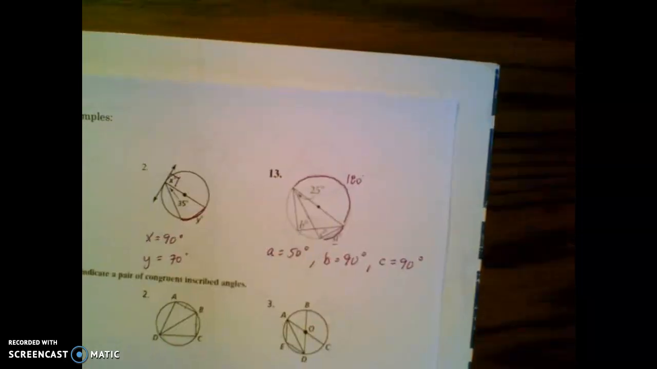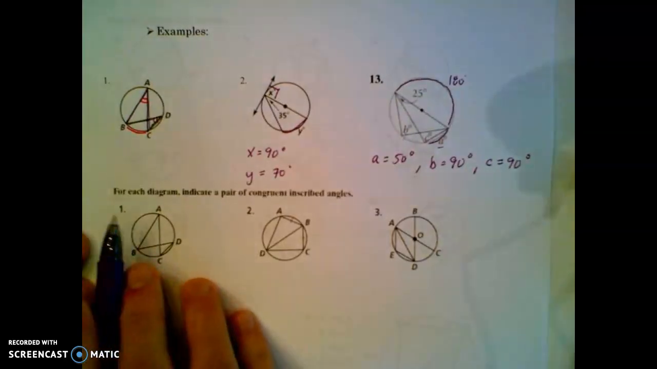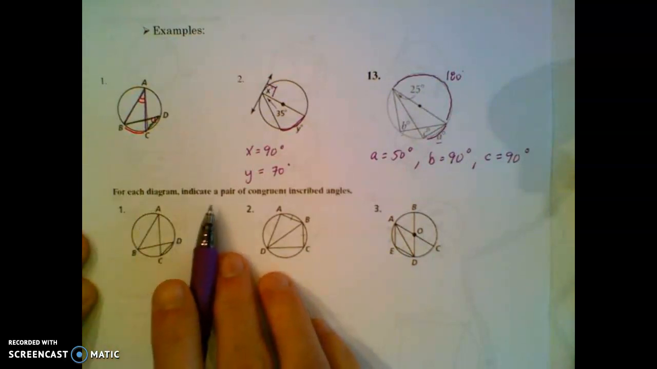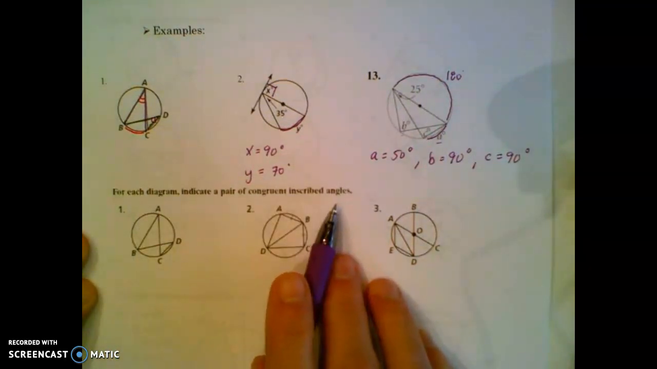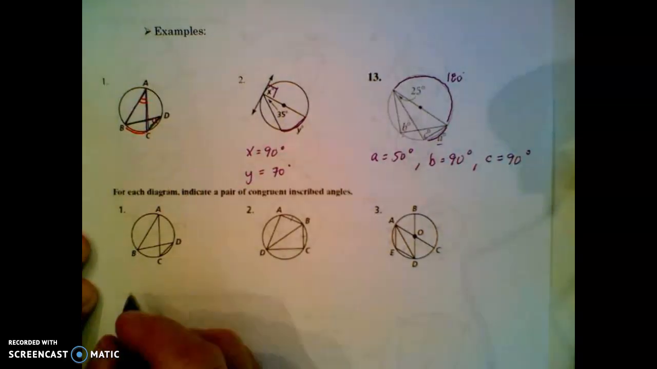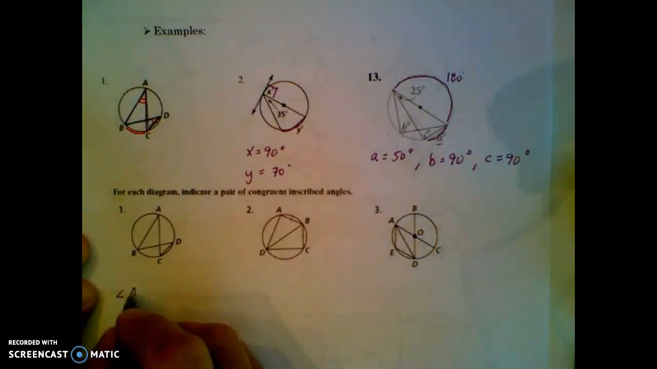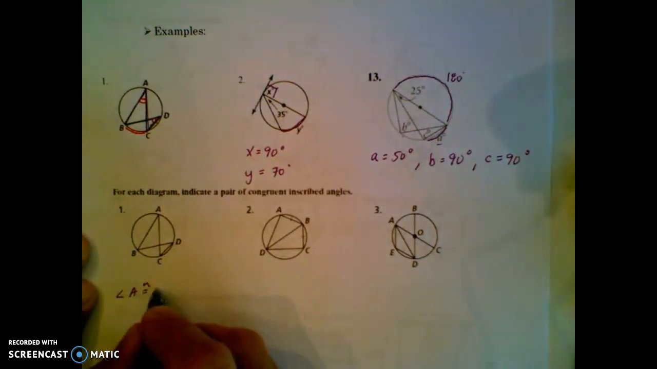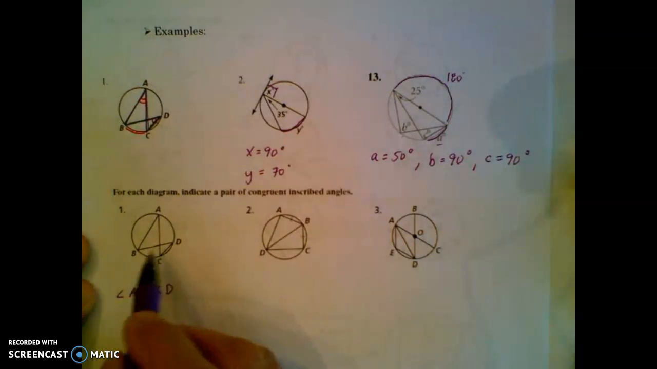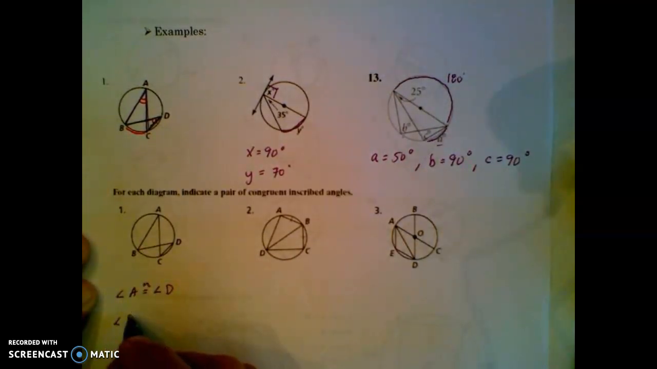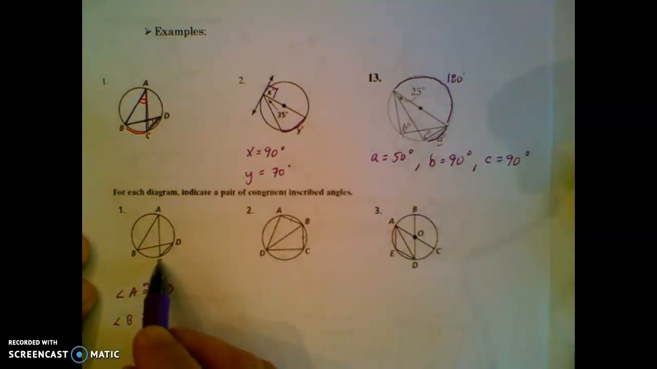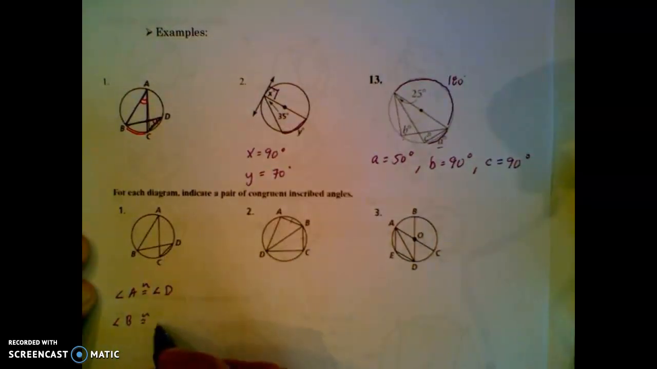So that's how you do that one. Number two, or this part down here, says for each diagram indicate a pair of congruent inscribed angles. That's the same diagram as up there. I would say angle A is congruent to angle D. I also see that angle B would be congruent to angle C because they both make AD.